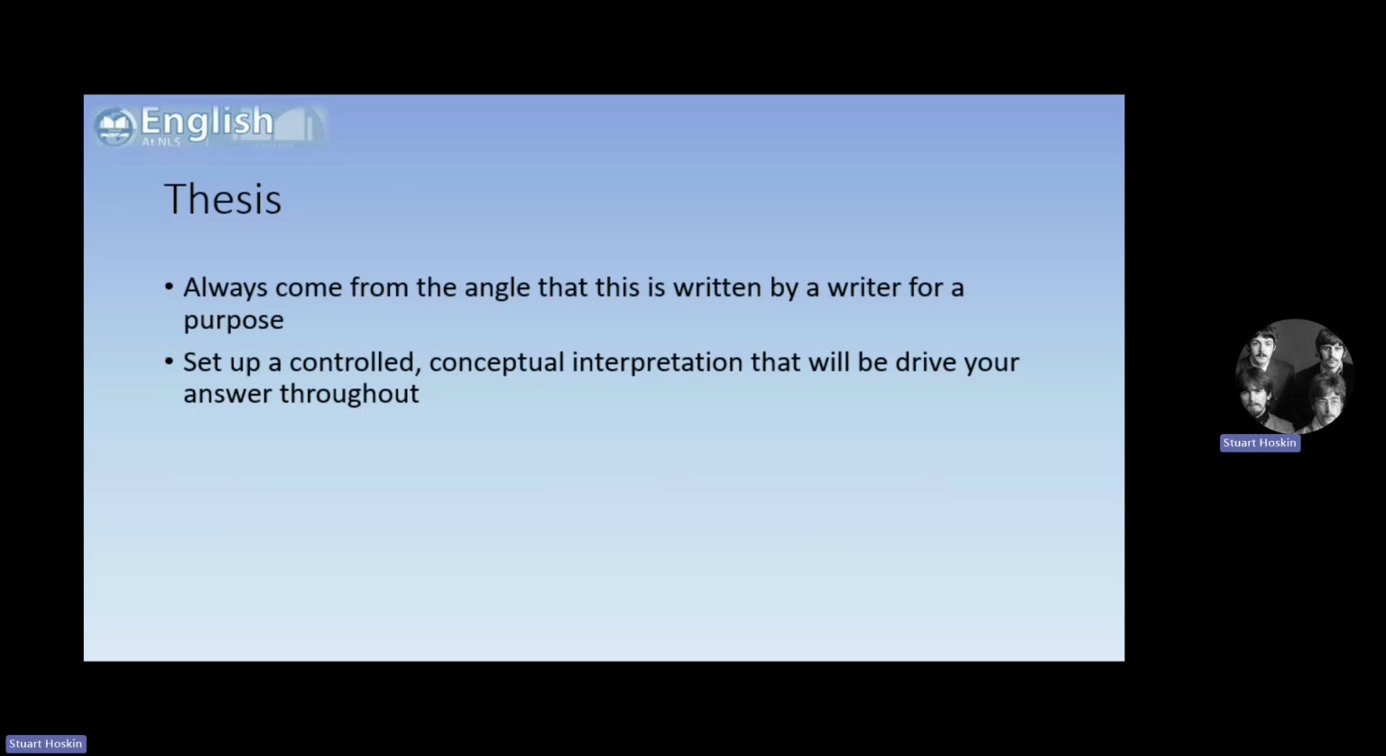That allows you to set up a controlled and conceptual interpretation that you then want to stick to, which will drive your answer throughout. So if you come at it from the right angle for a purpose, this is something we've been working out all the way through. Controlled and conceptual. Why is this person this way? Why has Dickens included poverty in every single section of that? Why at every moment does he come back to poverty?